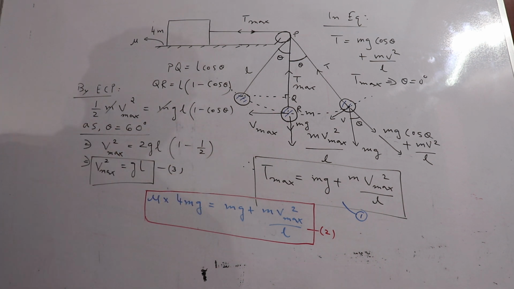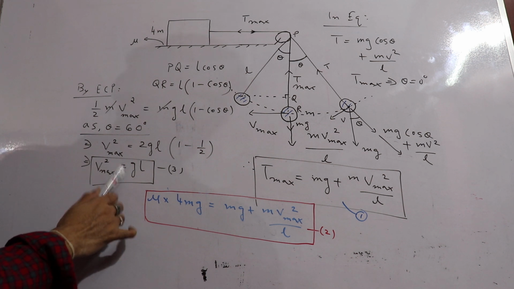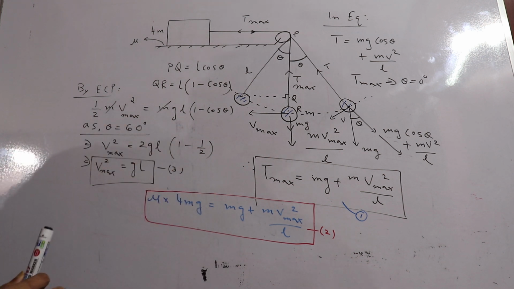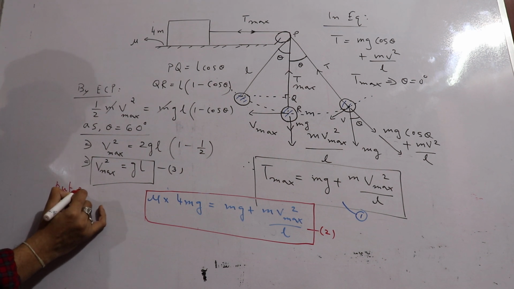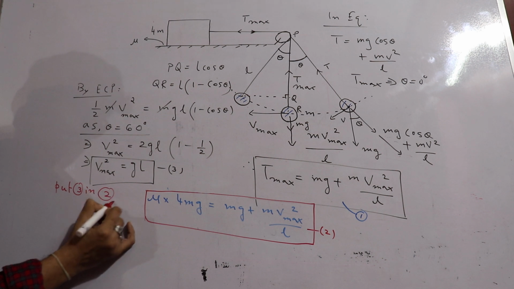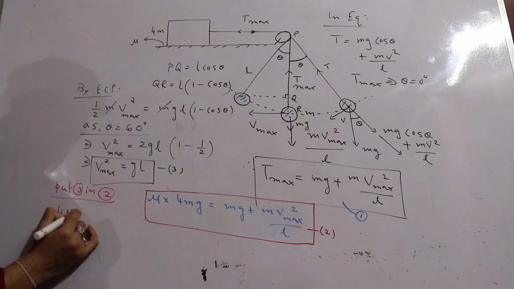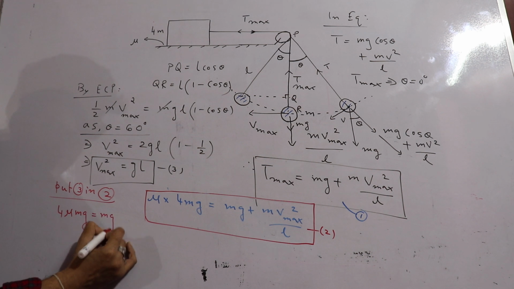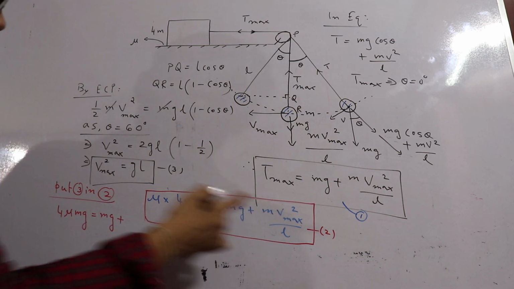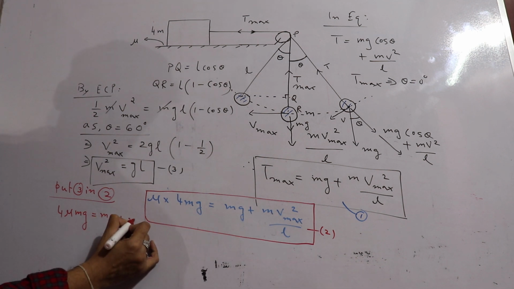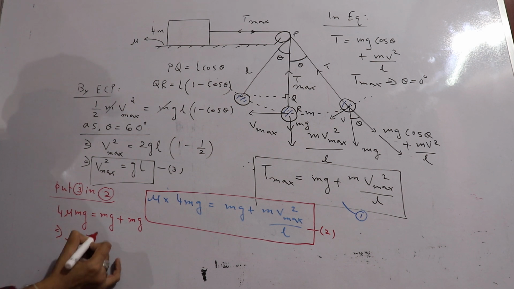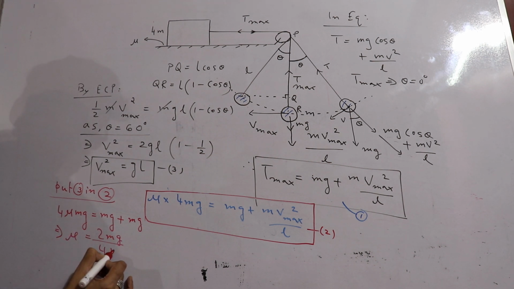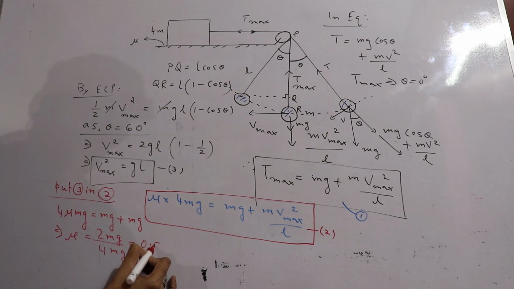Now once you got this particular value, you put this value, equation 3, in equation 2. So if you put 3 in 2, what do you get? Let's see. You'll get 4 mu mg equals mg plus m Vmax square by L. Vmax square is gL, so mgL by L, so mg. So from here I am getting 2 mg. So mu equals 2 mg by 4 mg, and this is nothing but 0.5.